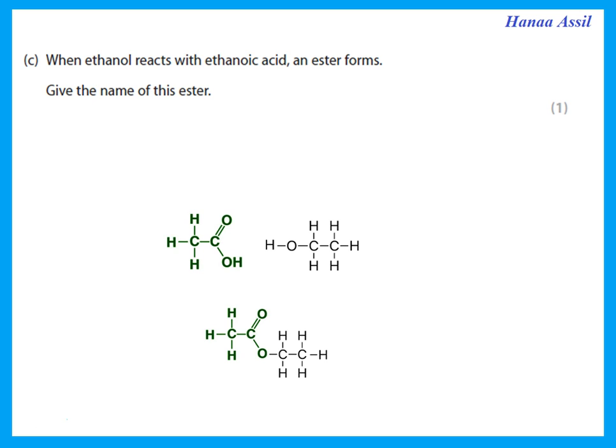We start with the name of the alcohol. The alcohol was ethanol, so the name here will start with ethyl. Now it will be ethyl what? It's ethanoic acid, so it's ethyl ethanoate.